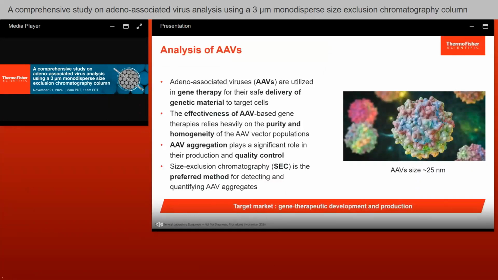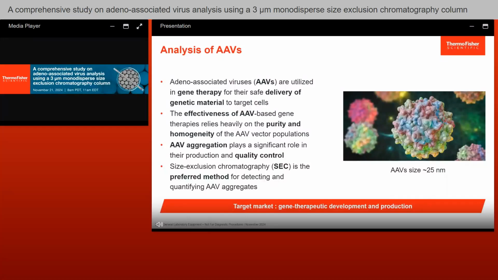The analysis of AAVs, adeno-associated viruses, is a very fast-growing market in gene therapy, where we're looking for safe delivery of genetic materials into target cells. That effectiveness is going to rely heavily on the purity and homogeneity of the AAV serotype and that vector population. Aggregation plays a significant role in production and quality control, and we can focus on size exclusion chromatography as a preferred method for detecting and quantifying AAV aggregation.